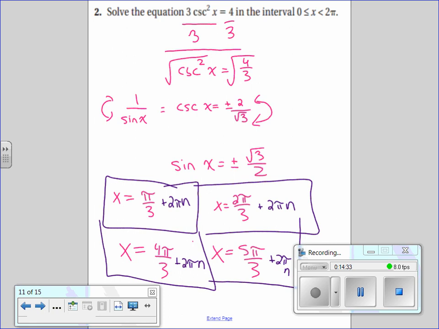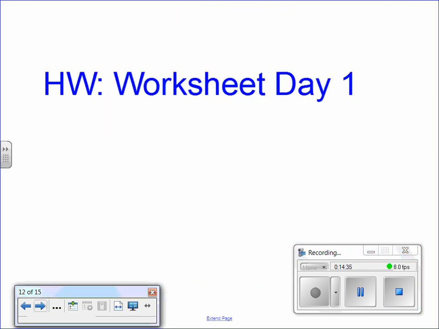All right, so your homework to work on at this point, the substitute will pass out. It's the 10.4 day 1 worksheet, and you only have to do the front half today.